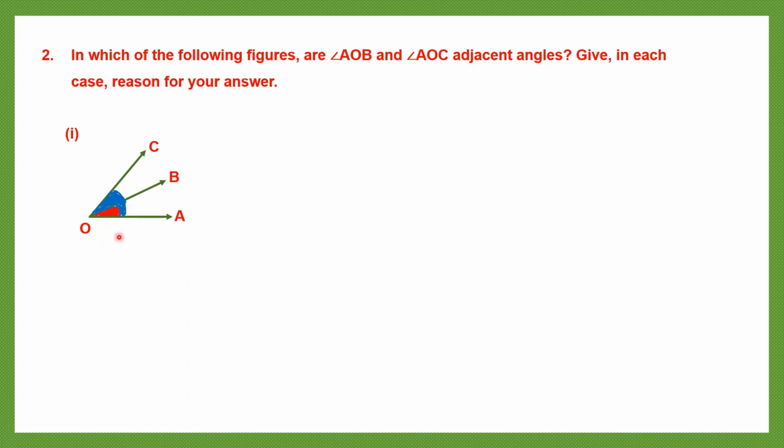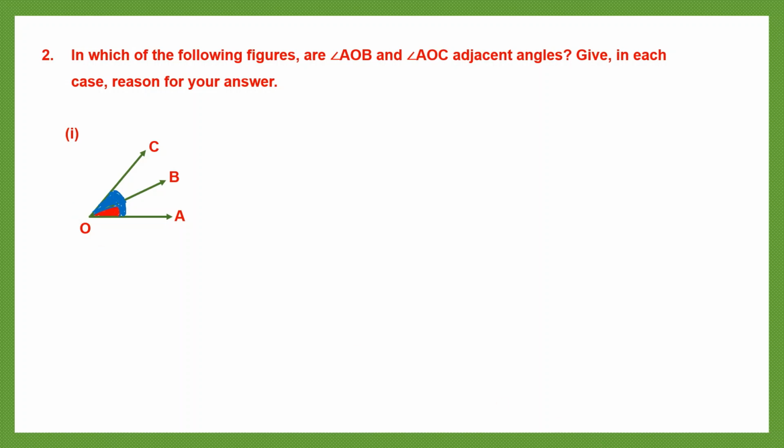Now the question is, are these adjacent angles? Now what are adjacent angles? Adjacent angles are two angles that have a common vertex, a common arm and the other arms are on the opposite sides of the common arm. Now let's go slowly. They are angles that have a common vertex. What is a vertex? The point where the two rays meet to form an angle is called the vertex. So this is the point O. The point O is called the vertex.